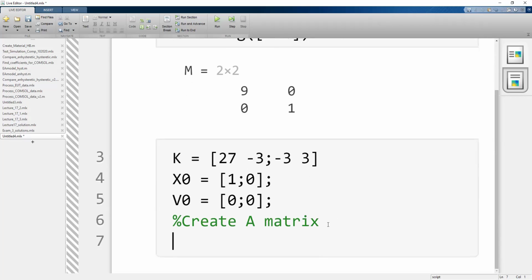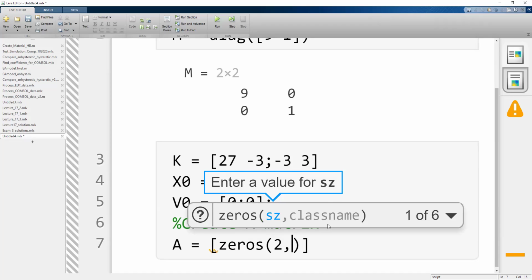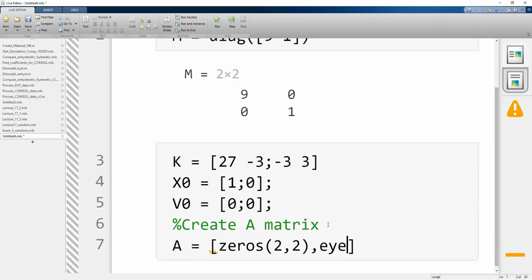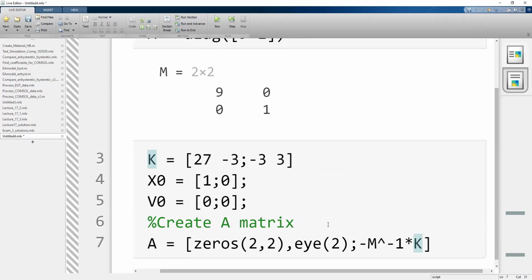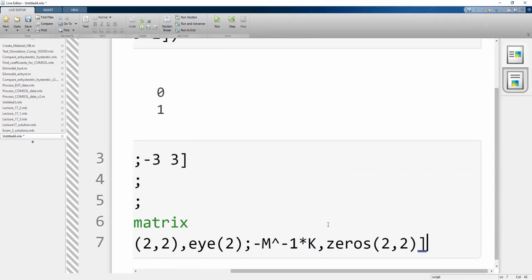If you go back to the lecture notes I just gave you, your A matrix, we can divide it into actually 4 parts. The first one is a 2 by 2 zero matrix. The second part is an identity matrix of 2 dimensions. And then this one is minus M inverse times K. And then the last one is zeros, 2 by 2.